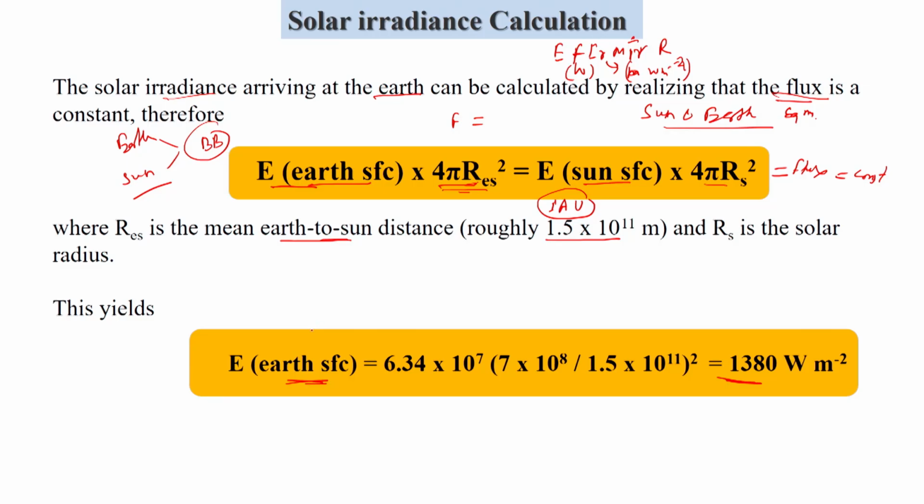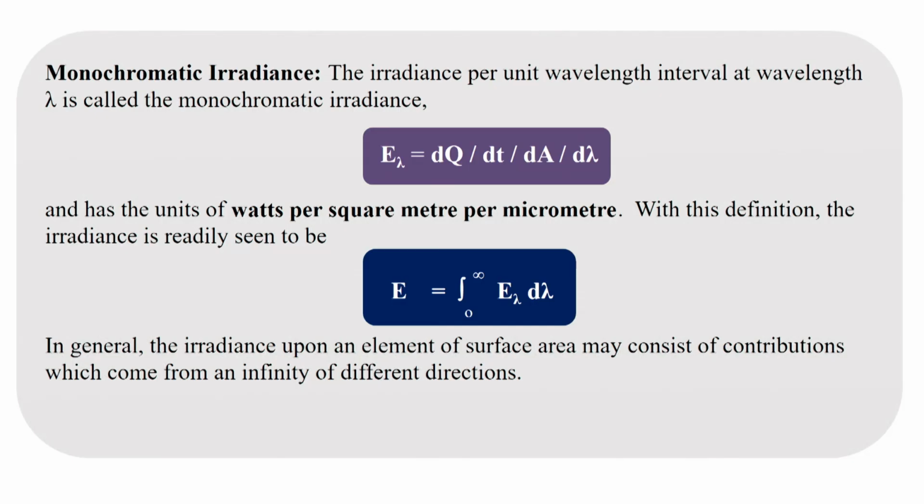So what is this E here? E is in principle irradiance. No, this is not irradiance, because if it is irradiance, it will be watts per meter square per nanometer. So it is not irradiance. This is the flux actually. The solar irradiance that is arriving at the earth can be calculated by realizing that the flux is constant. When the flux is constant, you can do this calculation.